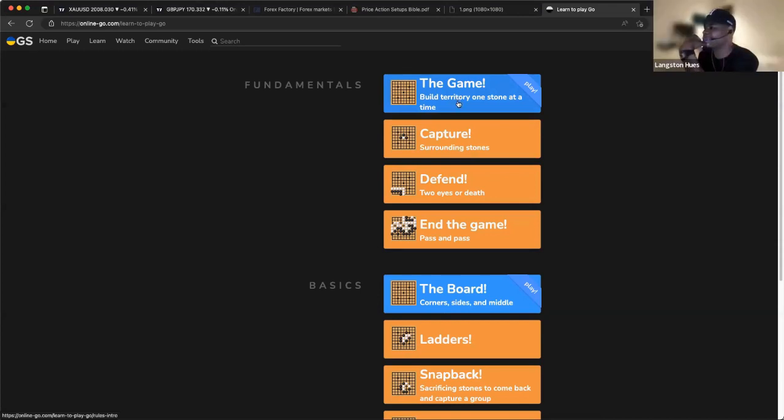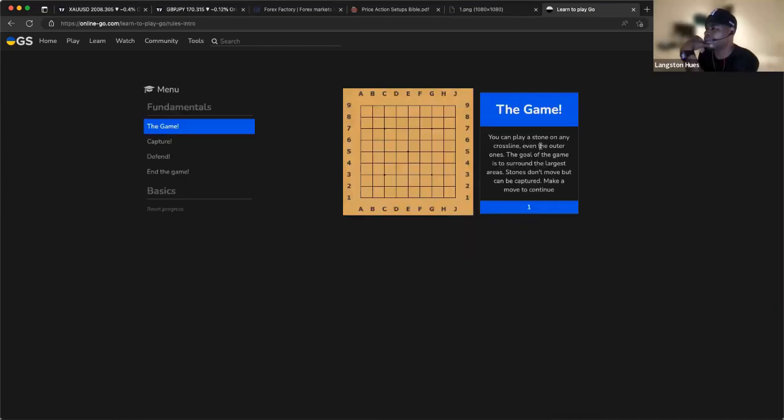So it says build territory one stone at a time, capture surrounding stones, defend. In the game, you can play a stone on any cross line, even the outer ones. The goal of the game is to surround the largest areas. Stones don't move, but can be captured. Make a move to continue.